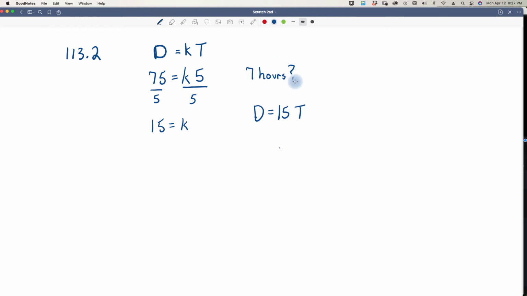Now we're asked, okay, well, if this is true, how about 7 hours? 7 hours is the time. So the distance is going to equal 15 times 7. And that's going to give us how many kilometers? And 15 times 7, that's going to be 105 kilometers. Easy peasy, right? This is easy peasy. It's all about understanding what you are reading.